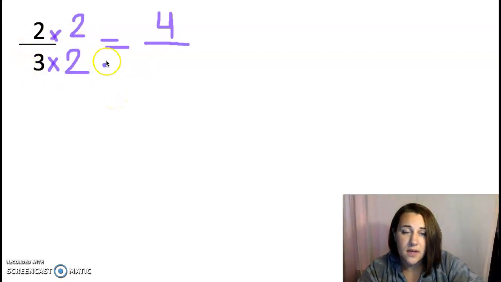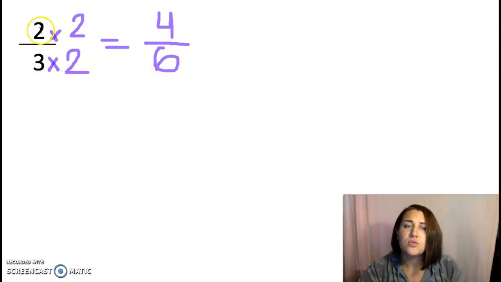Now I come down to my denominator. And remember, friends, if I'm multiplying by my numerator, my answer is going to be in my numerator. If I'm multiplying by my denominator, my answer is going to be in my denominator. So now I do 3 times 2. So now I need to skip count by 2 3 times. So 2, 4, 6. 3 times 2 equals 6. So 2 over 3 is equivalent to or equal to 4 over 6.